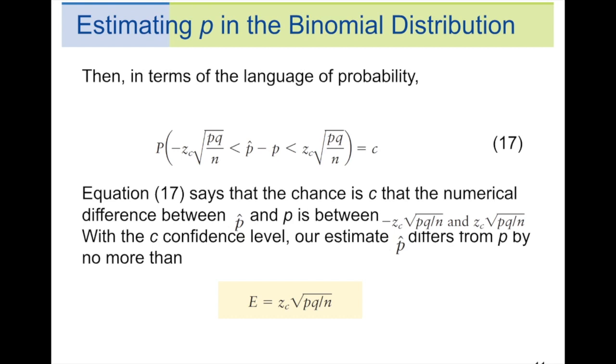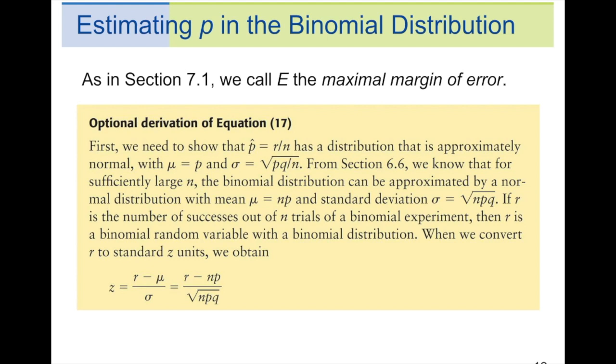So E, remember, is the margin of error. With our point estimate, we're saying that there's a c percent chance that our point estimate is within the margin of error. As in section 7.1, we call E the maximal margin of error, which I just said. So, the optional derivation of the equation: this is how we can get the equation we were just dealing with.